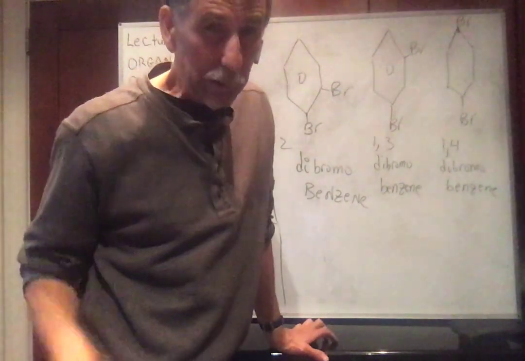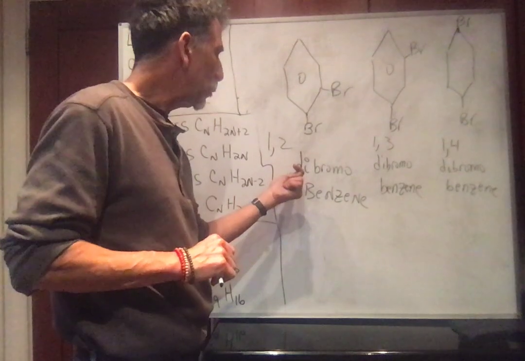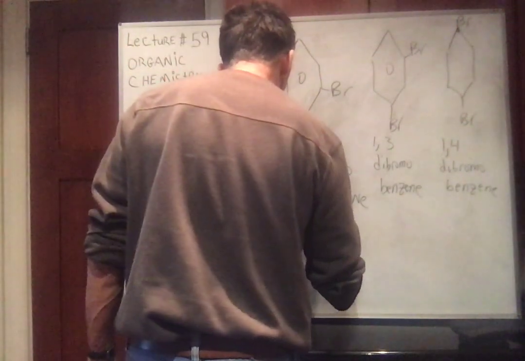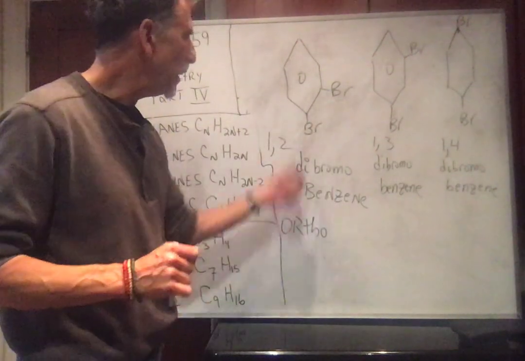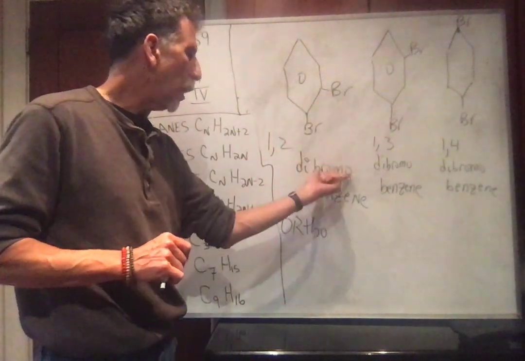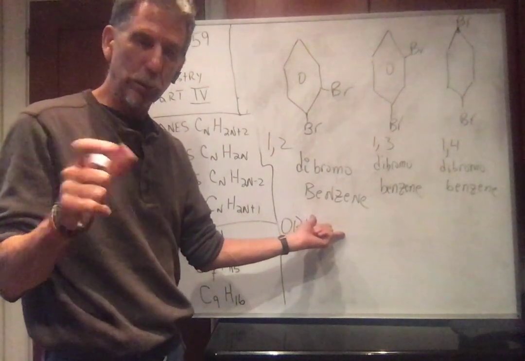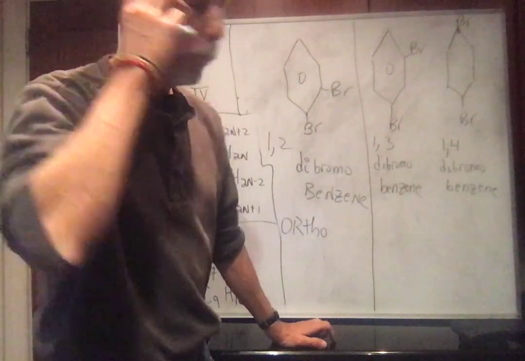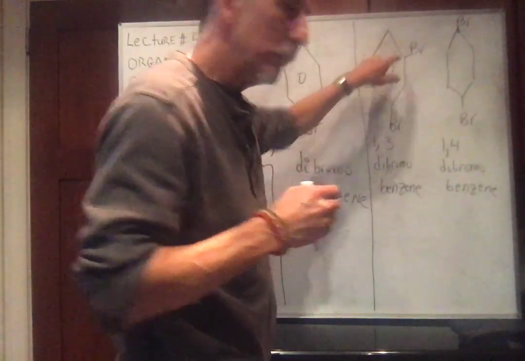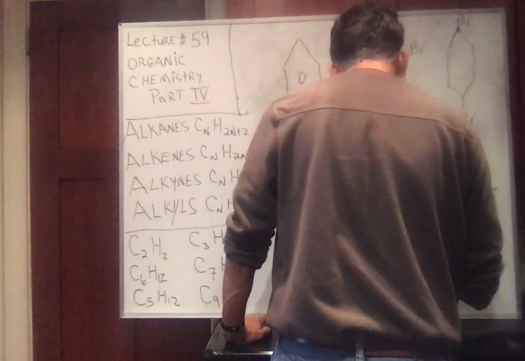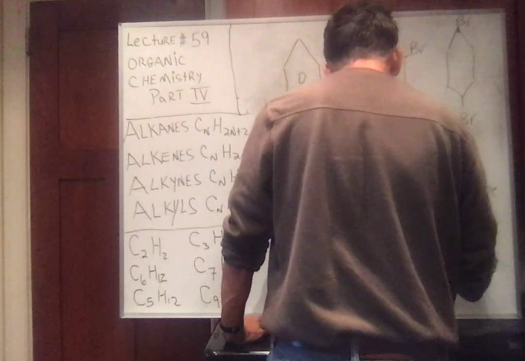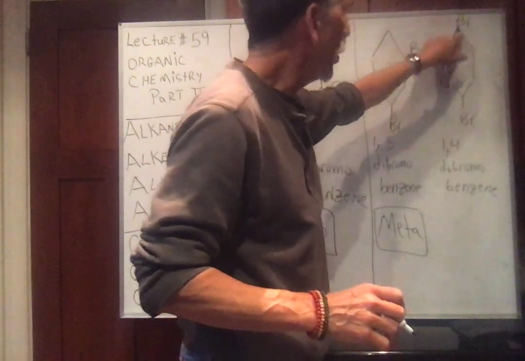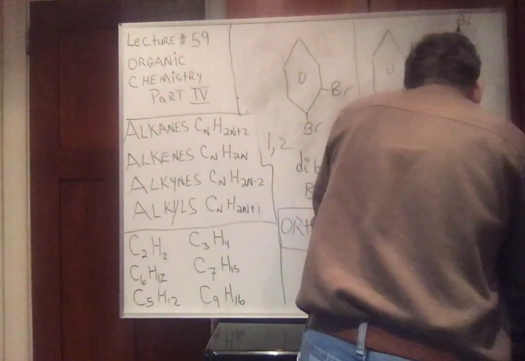Chemists, here's where it gets a little crazy. Not really. Chemists, when they're next to each other, also call this ortho. Ortho meaning next to each other. So this compound would be ortho-dibromobenzene. Ortho means 1, 2, next to each other. Okay? When you skip 1 bond, this is called meta. Meta means half, halfway. And when you skip 2 bonds, this is called para.